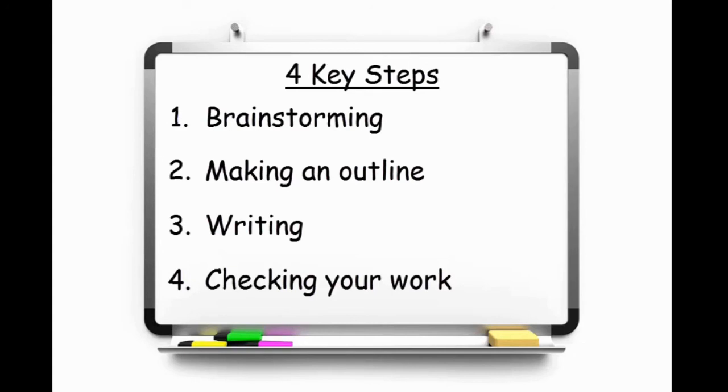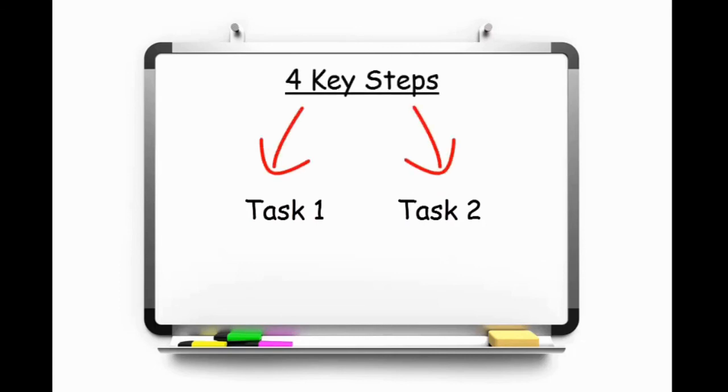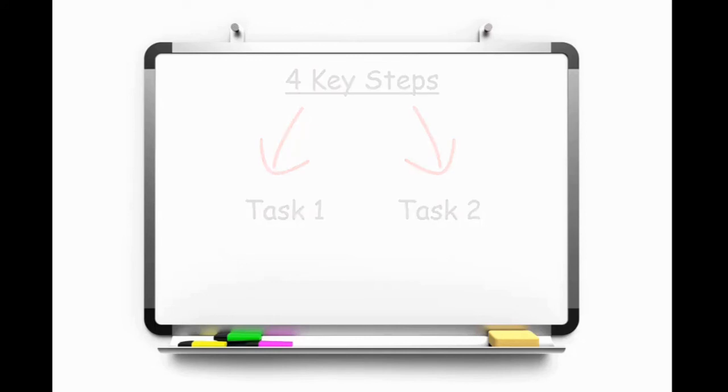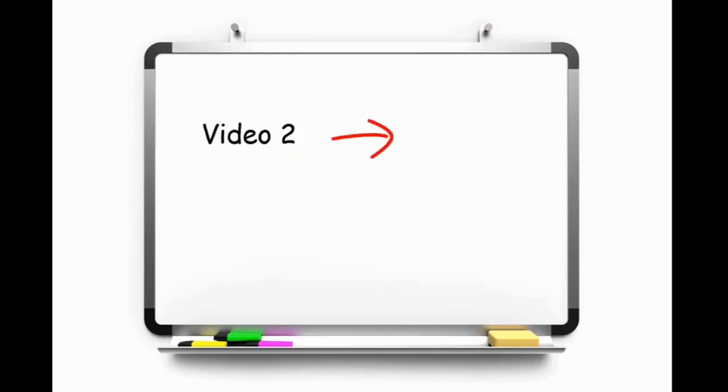Over the next few videos, we're going to look at some examples of how to apply these 4 steps in writing tasks 1 and 2. In each of these videos, we'll work through an example of task 1 or task 2 from start to finish and see exactly how these 4 steps can help you improve your performance on the writing test. In video 2, we'll take a look at an example of task 1. In video 3, we'll look at task 2.